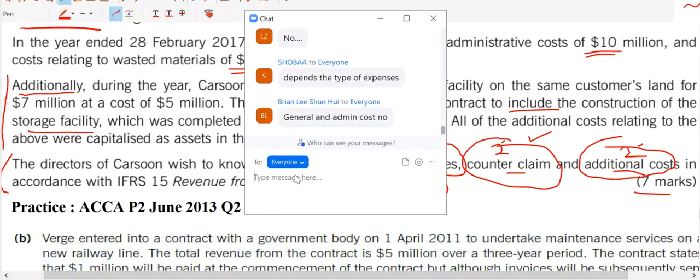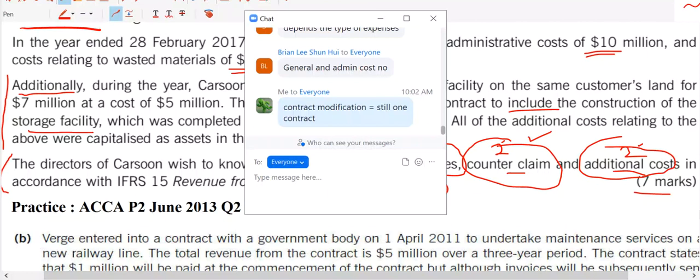Okay, now, can you look at the chat box for a while? Contract modification means it's the same contract. Okay, let's see. So it is still one contract, right? They didn't sign a new one. They are modifying the existing one. A lot of the time, right? This will be done through a VO, variation order. So we didn't change the wording in the original contract, but we are coming out with a new paper, which is called a variation order.